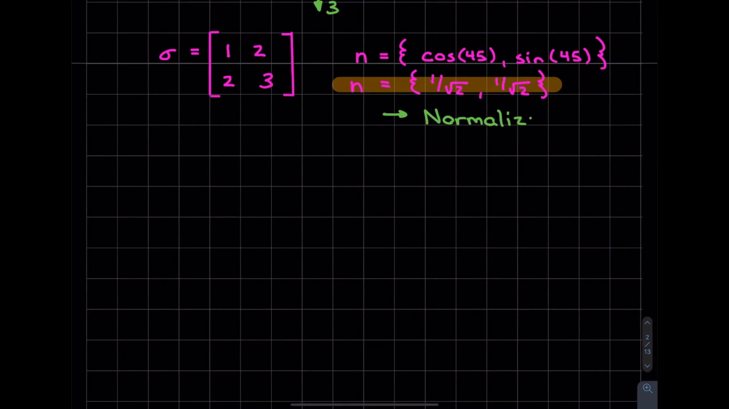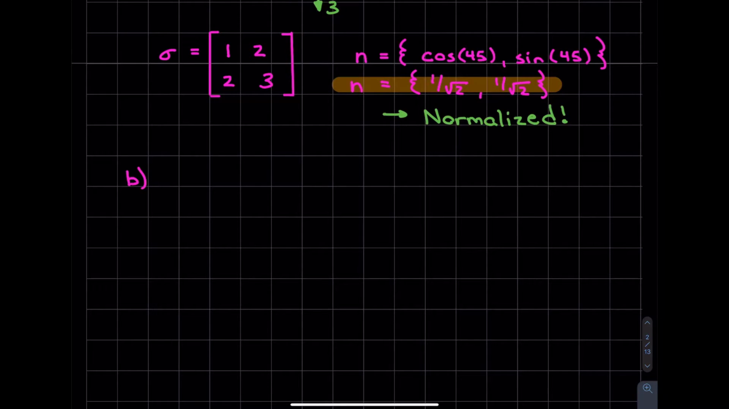And don't forget this. If you forget to normalize n, it will lead to the wrong answer later on. Luckily for us, 1 over root 2 squared plus 1 over root 2 squared is equal to 1, so this is already normalized. However, there can definitely be a scenario where it's not normalized. So that's the first part of the question, not too bad. Now we get to part B.